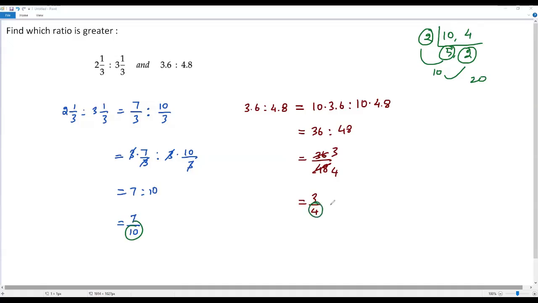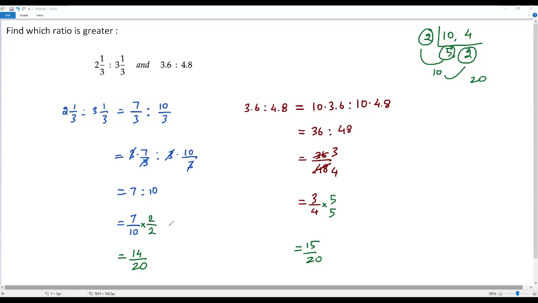That is, we can make each denominator 20, which is the least common multiple of 10 and 4. To make the denominator 10 into 20, I have to multiply both numerator and denominator of this fraction by 2. When I do so, I'm getting 14 over 20. Now to make the denominator 4 into 20, I have to multiply both numerator and denominator by 5. When I do so, I'm getting 15 over 20. Now I got both the fractions as like fractions because both of them have the same denominator, 20.